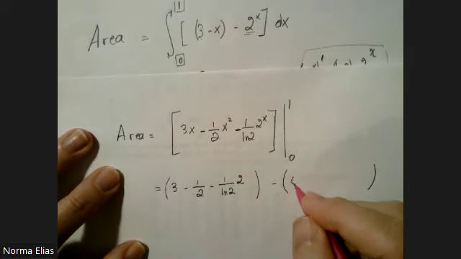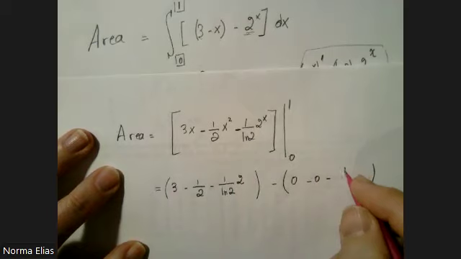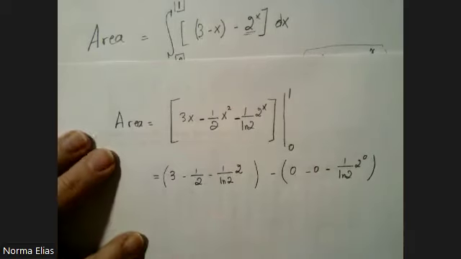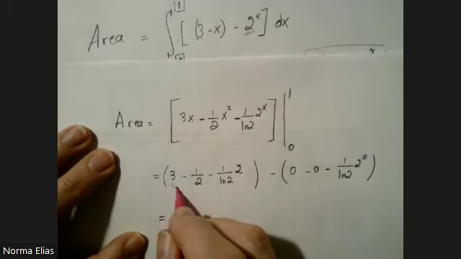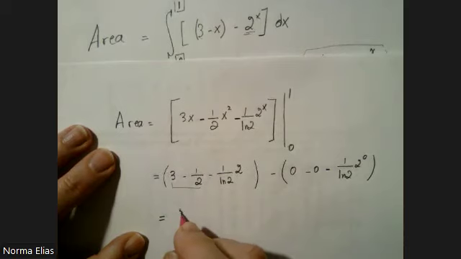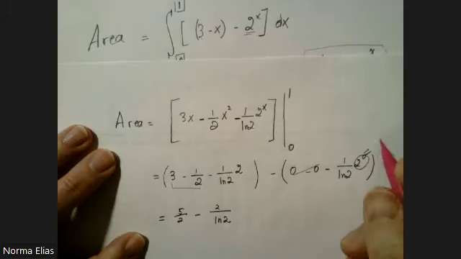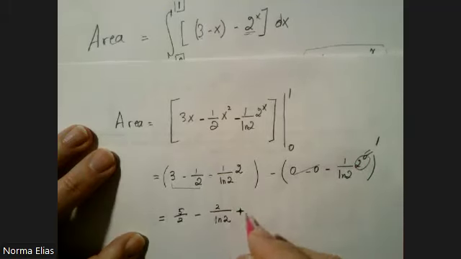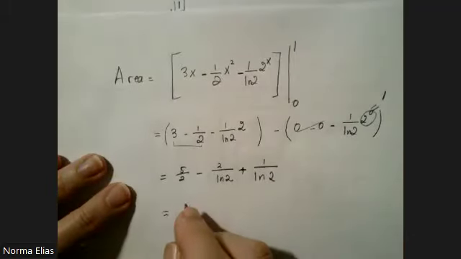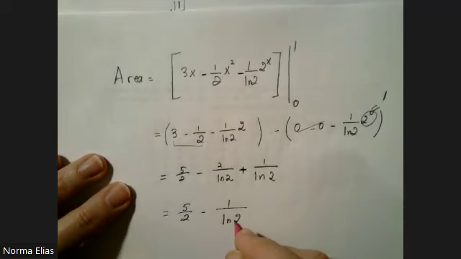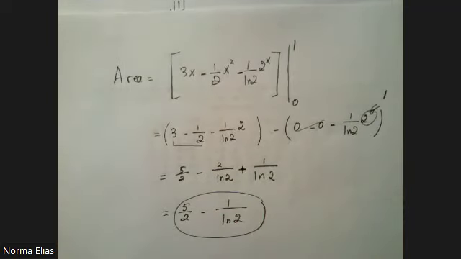Minus at 0, I'll have 0, minus 0, minus 1 over ln of 2, 2 to the power 0. So finally, I'll get the following: 3 minus a half, which is going to give me 5 halves, minus 2 over ln of 2, 0, 0, 2 to the power 0 is 1, minus minus, plus 1 over ln of 2. And finally, I will have 5 halves, minus 2 plus 1, minus 1 over ln of 2. And that's what gives me the area.